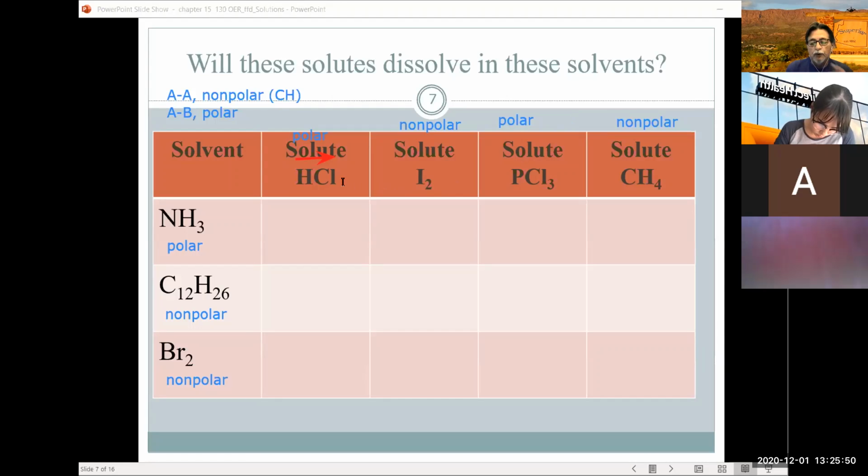All right, let me ask you this question now. With respect to IMF interactions, looking at the solute just with IMF interactions, what IMF forces or intermolecular forces would HCl have?